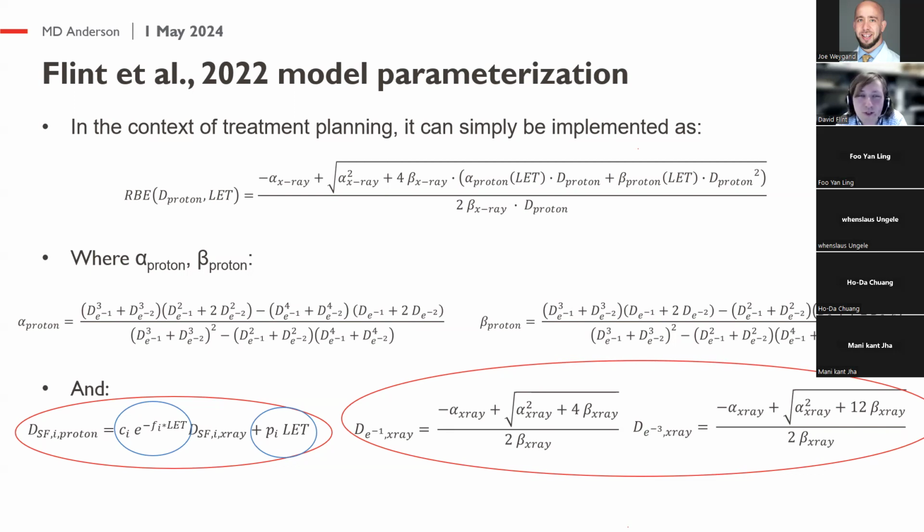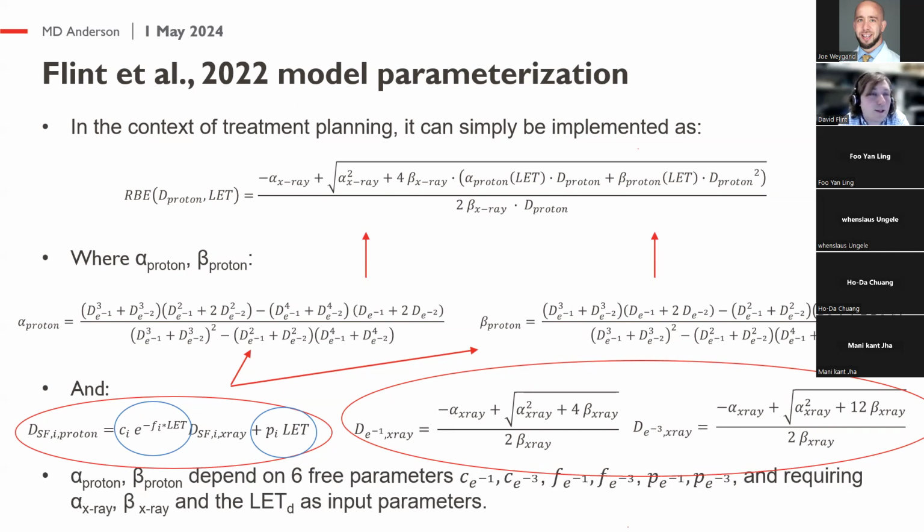So once you have these expressions, you basically just plug them into these seemingly cumbersome expressions of alpha and beta. And that allows you to calculate the RBE. So even though this looks a bit cumbersome, fundamentally it is just an algebraic expression that relates alpha and beta to X-rays to alpha and beta to protons. And importantly, it just requires 3 input parameters: the reference alpha and beta values and the dose-weighted LET.